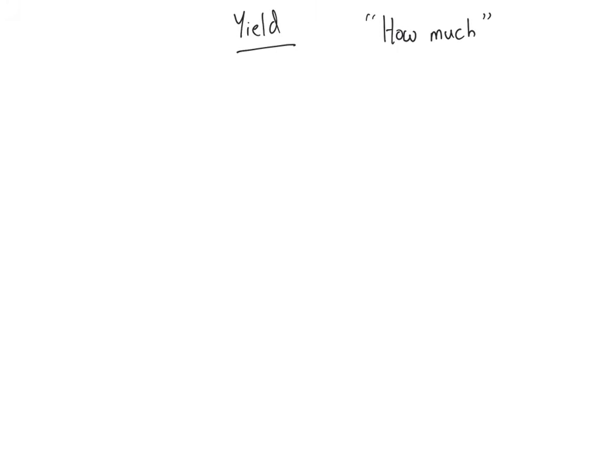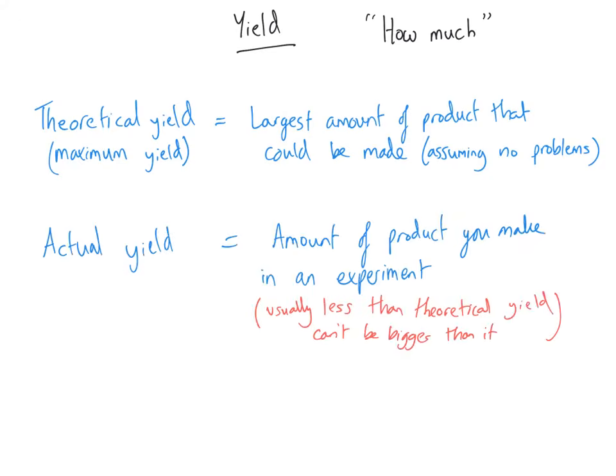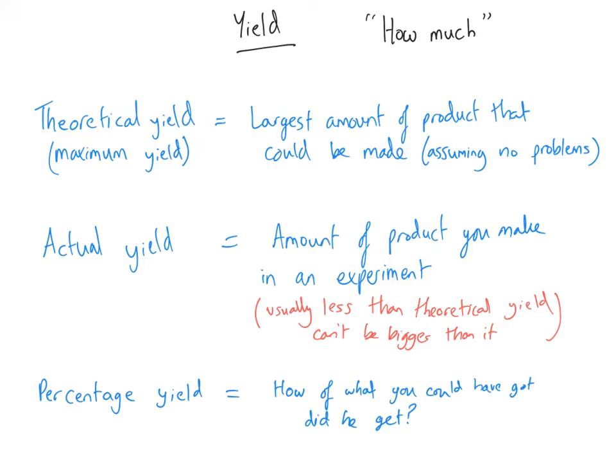Now yield is concerned with how much of a particular chemical you have made or could make. And so yield just really means how much. And in a reacting mass calculation, they could literally ask you how much, or they could ask you to calculate the theoretical yield, or the maximum possible yield, or something like that. And so there are different types of yield. There's the actual yield, which is what you actually make, and then there's the theoretical yield, or the maximum yield, which both mean how much you could make, and then last of all there is the percentage yield, and the percentage yield is how much of what you could have made did you make.